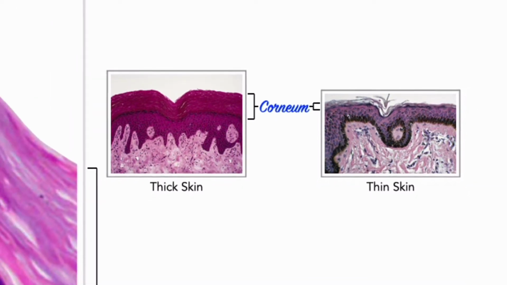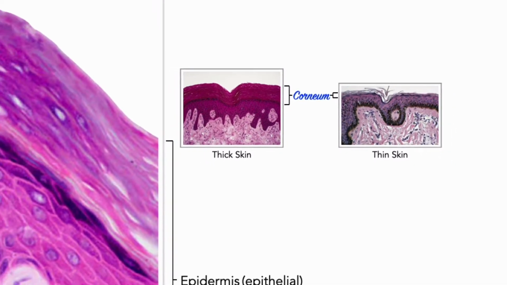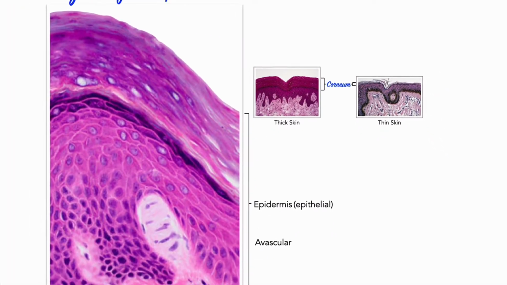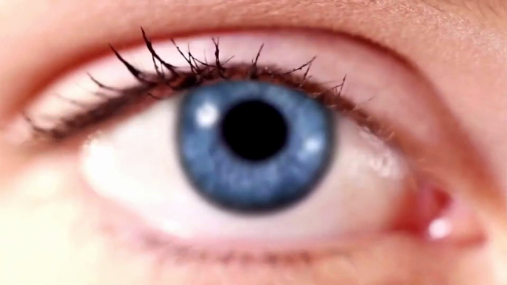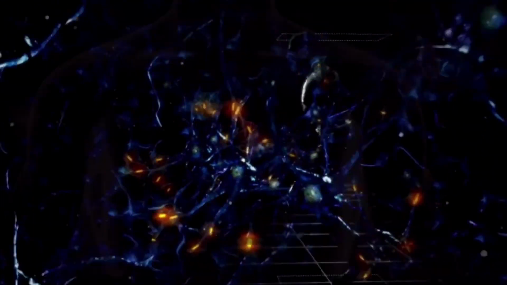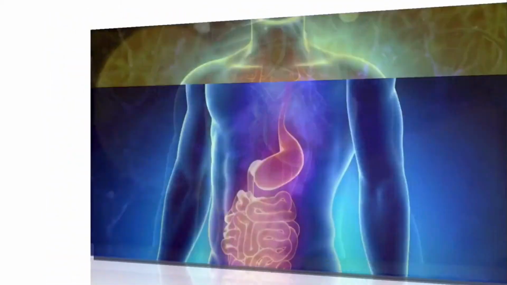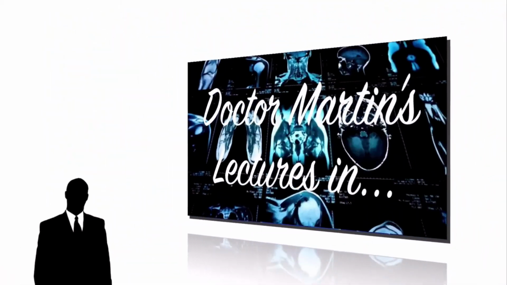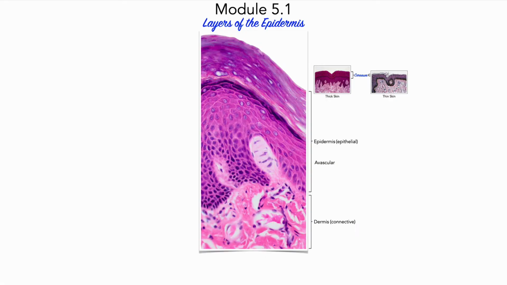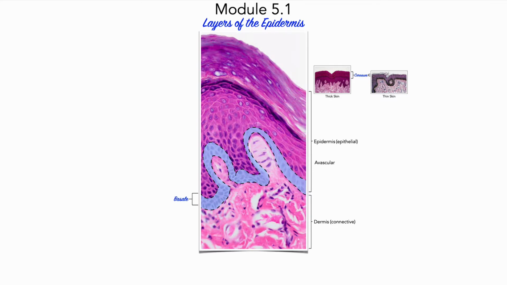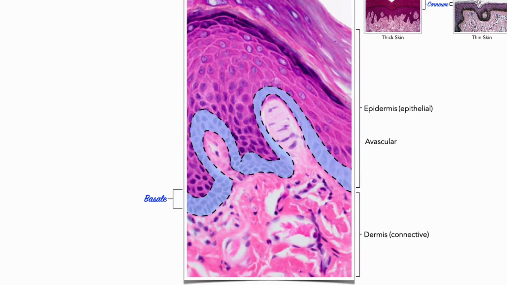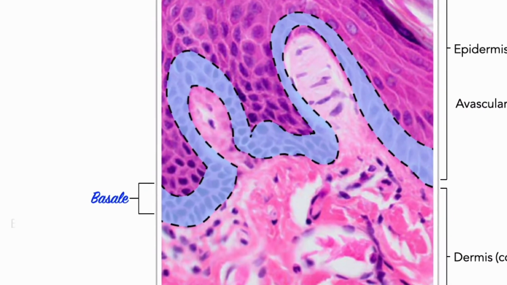We will use thick skin to describe the characteristics of each of the 5 layers of the epidermis. Let's look at each of these now. We begin with the stratum basale. The deepest epidermal layer is called the stratum basale or stratum germinativum. The stratum basale connects to the basement membrane.